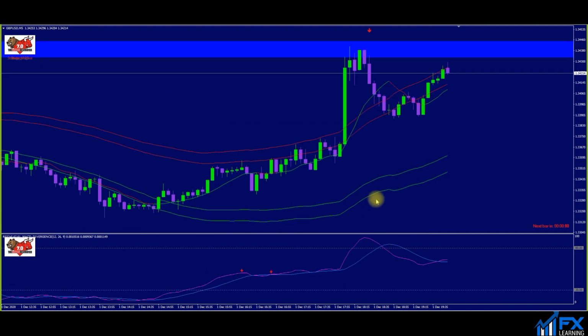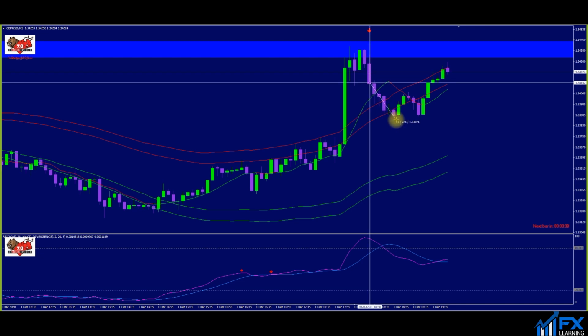I probably would. Definitely, because the MACD's crossed over there, which signifies it's overbought. Yeah, I would have entered that trade. I mean, 28 pips on that one.